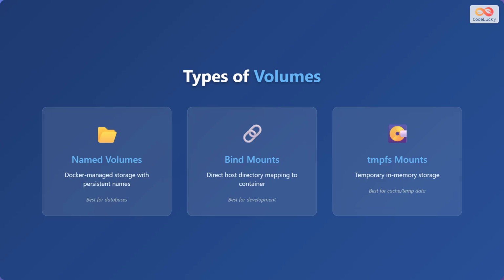There are mainly three types of volumes available in Docker. They are named volumes, bind mounts, and temp file system mounts. Named volumes are Docker-managed storage with persistent names and are best for databases. Bind mounts are direct host directory mappings to container and are best for development purposes. Temp file system mounts are temporary in-memory storage and are best for cache and temporary data.